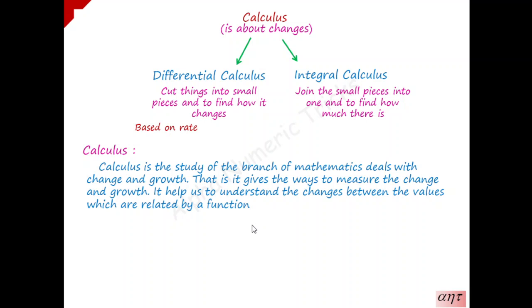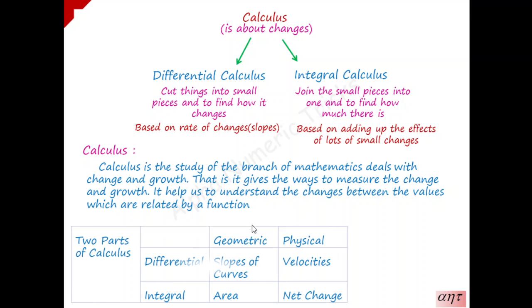Now, mathematically speaking, differential calculus is based on rates of change or slopes. Integral calculus is based on adding the effects of lots of small changes. We can interpret these two parts of calculus in a geometrical representation and a physical representation. The geometrical representation of differential calculus is the slope of curves. That is, using a tangent line we can find the slope of the curve.